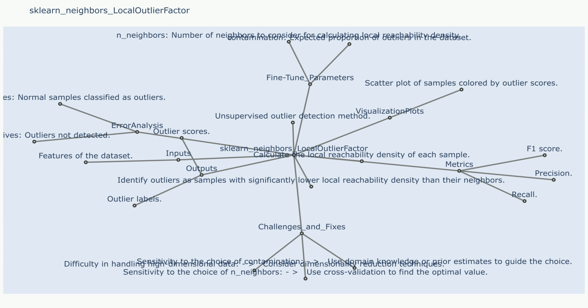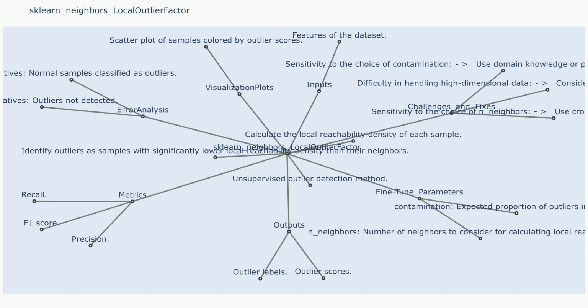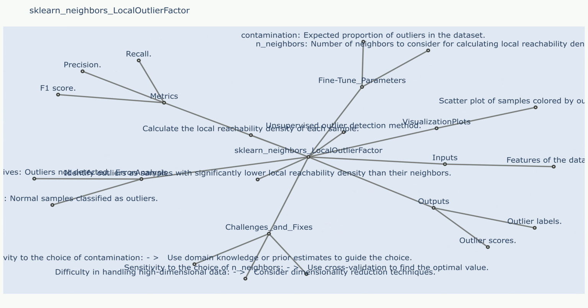3. Local outlier factor calculation. The LOF score for each data point is calculated by comparing its LRD to the LRD of its neighbors. If a data point has a significantly lower LRD than its neighbors, it is considered an outlier, resulting in a higher LOF score.